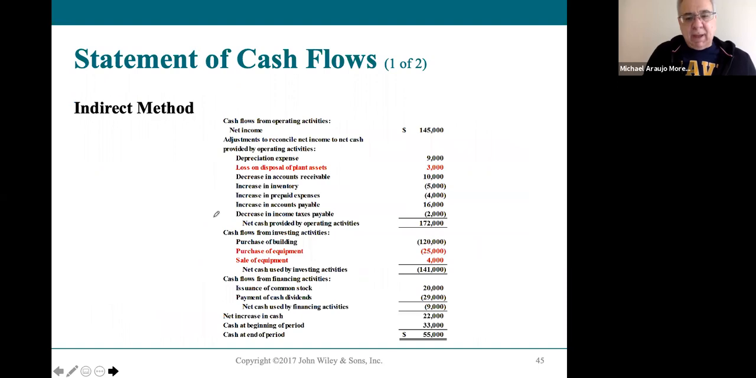So again, the loss on the disposal of the plant asset is adjusted in the operating activity, right? When we do the adjustments to net income, you see that loss is already accounted for. But the purchase of equipment and the sale of the equipment is an investing activity, and you'll see that that's where they're accounted for. So it's all accounted for, it's just in different parts.